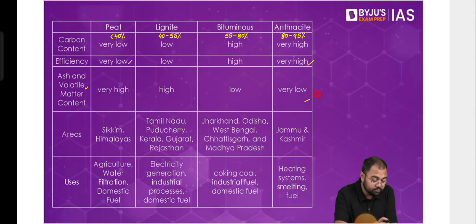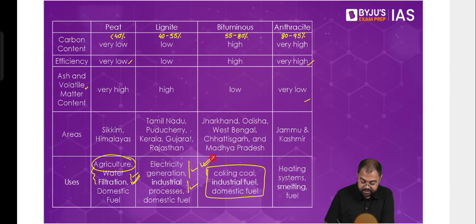All these are used in various different forms. Use-wise, peat is not really used as a fuel. In industries, etc., it is not used. But in agriculture, it can be used, and in water filtration as well. Lignite can be used in electricity generation and in industrial processes as well. But largely, it is bituminous which is the most important variety of coal for us. And then anthracite can be used in heating systems or smelting, etc.